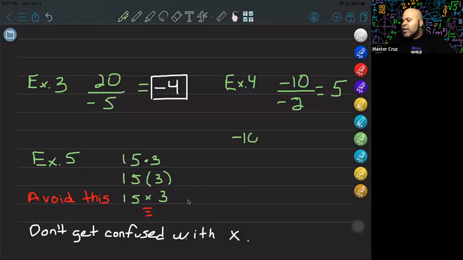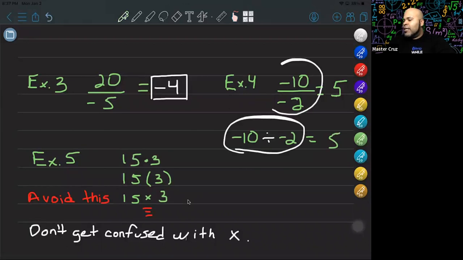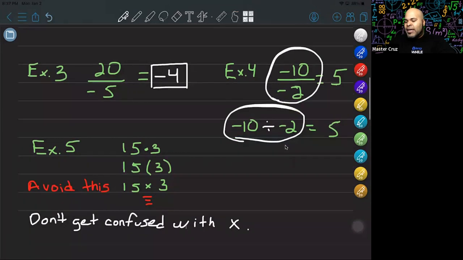Remember that the division sign could also be this, our regular division sign, and it could be written horizontally. Negative 10 divided by negative 2 will be positive 5. So these two problems are exactly the same problem, right? They're just written differently. They're both asking you to divide the top number by the bottom number. So if you ever had to type it into a calculator, you always type the top number first, which is the numerator, then the division symbol, and then the denominator, 2.